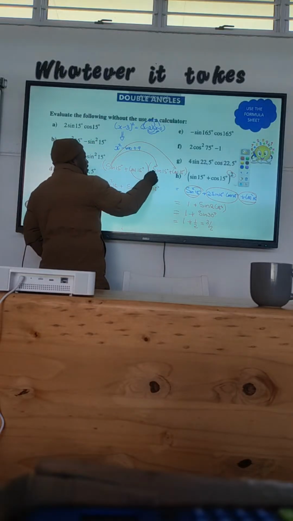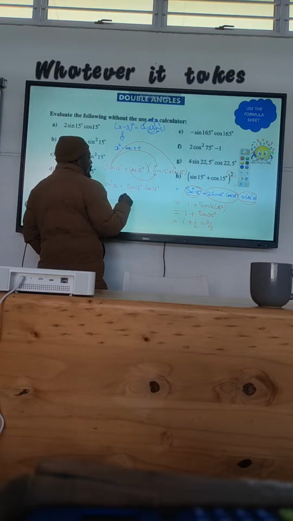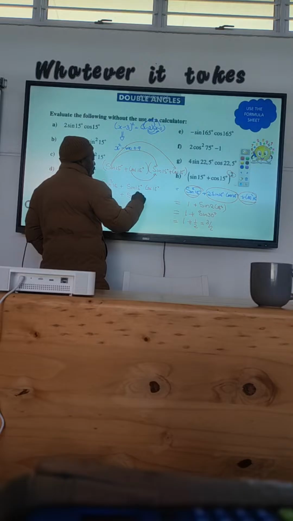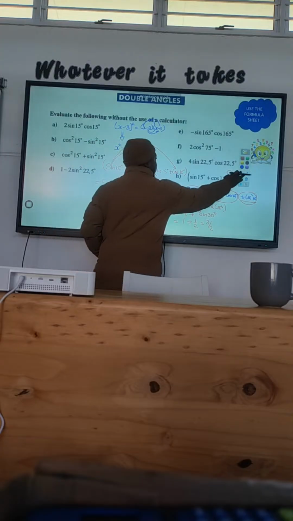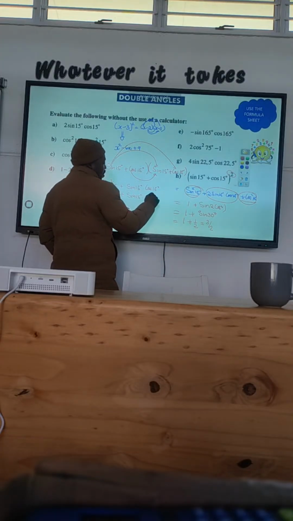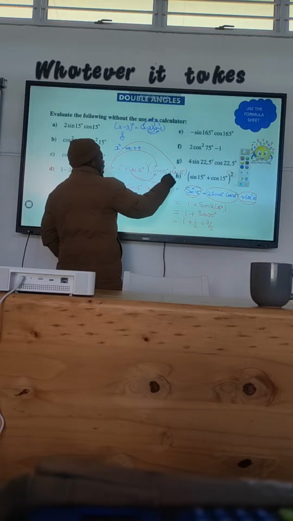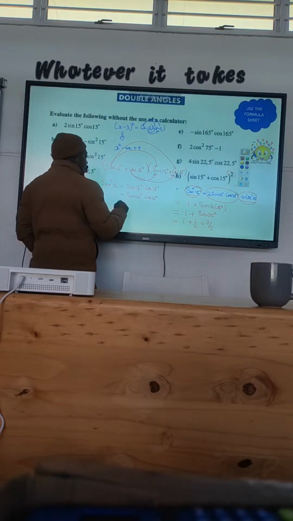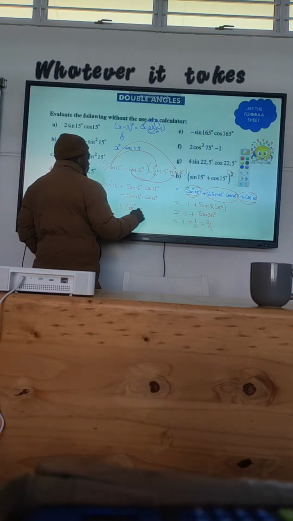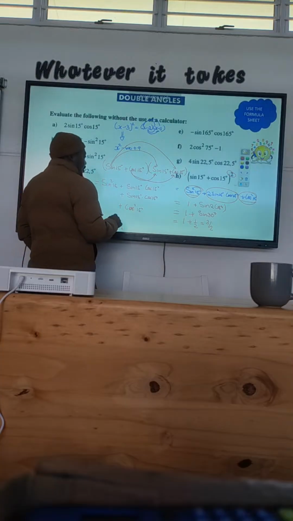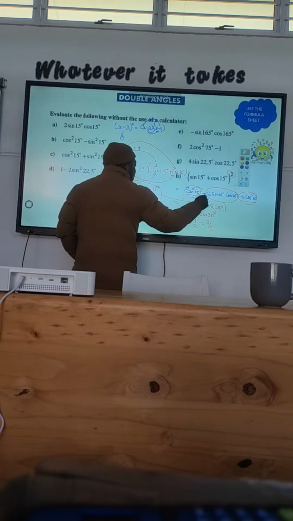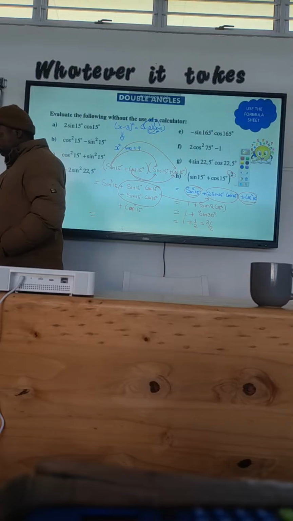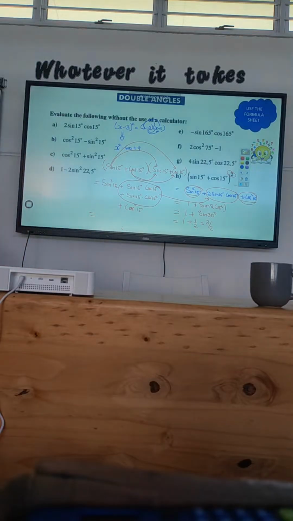Then you multiply this by that. Then we multiply this by that. It will also give us... so when you add these two, they will then give you this. Make sense?